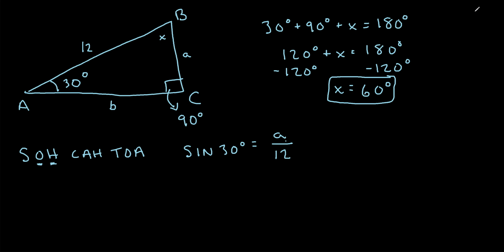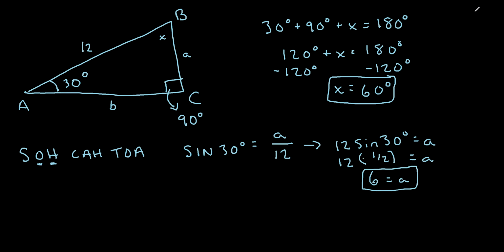So we can see that we can solve for A if we just look at this equation. If we multiply both sides by 12, so if we say 12 times the sine of 30 degrees is equal to A. So we'll find that the sine of 30 degrees is equal to 1/2. So we end up with 12 times 1/2 is equal to A. So 12 times 1/2, that's just 6. So now we know that this side A is 6.